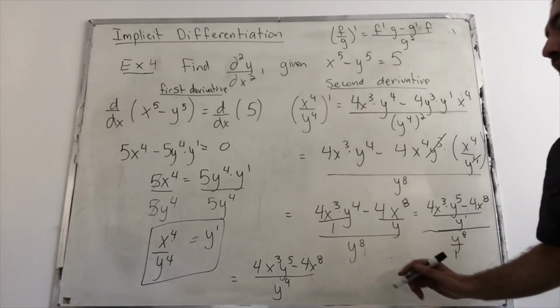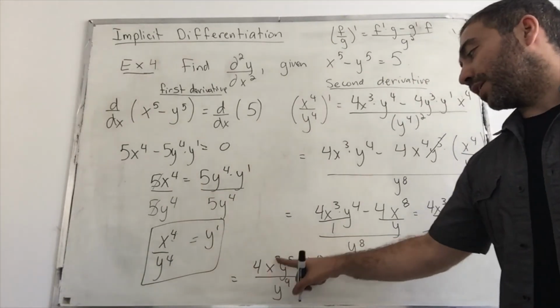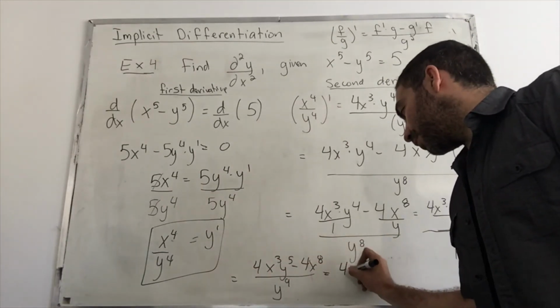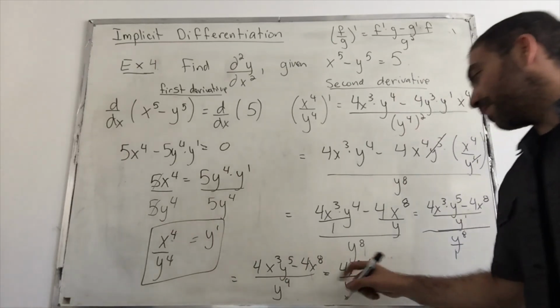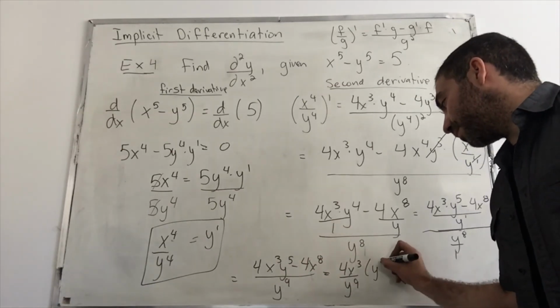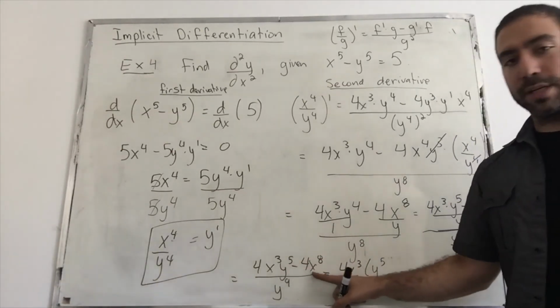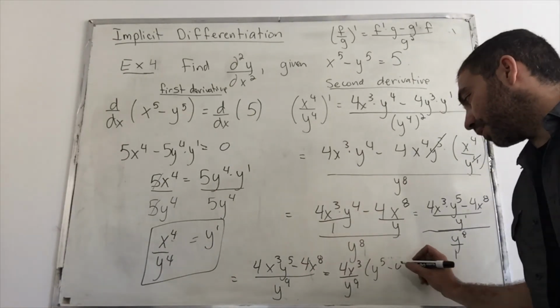This is good enough, but we could go further. On the numerator, we could factor out a 4, and we could factor out an x cubed, giving us 4x cubed over y to the 9 times, if we factor out a 4x cubed on top, we're left with y to the 5, and if we factor out a 4x cubed from the 4x to the 8, we get minus x to the 5.